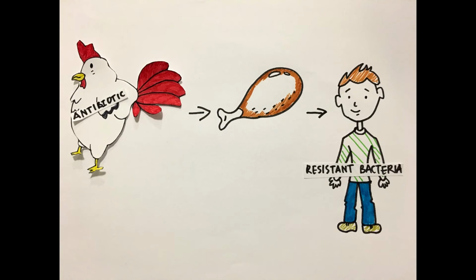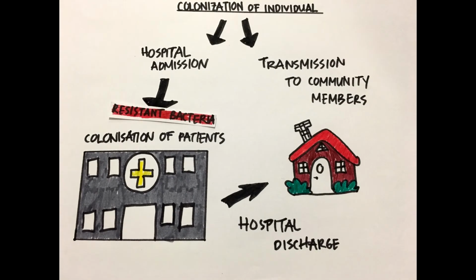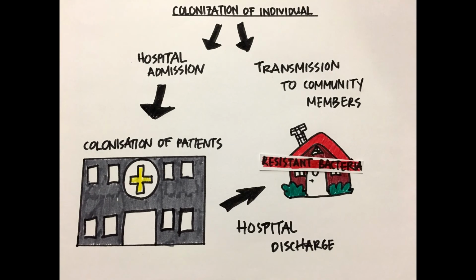Transmission occurs when the bacteria is ingested. As an example, humans can get infected by eating meat from animals with resistant bacteria. Even though cooking reduces the survival of the bacteria, some may still survive and infect the human.